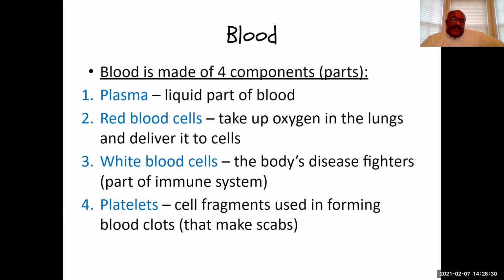Platelets are good, and platelets can cause issues. The platelets are the clotting agents that make the blood clot. There's actually two proteins involved with it, called fibrin and fibrinogen. And these things are secreted, and they can actually cause clots.